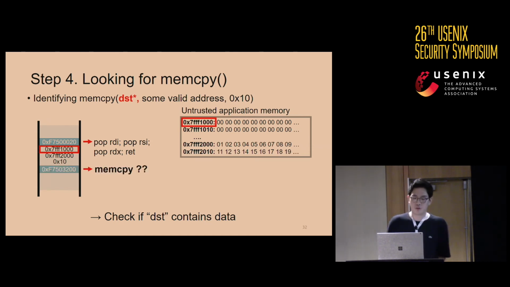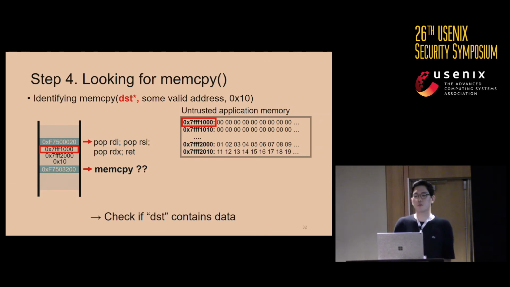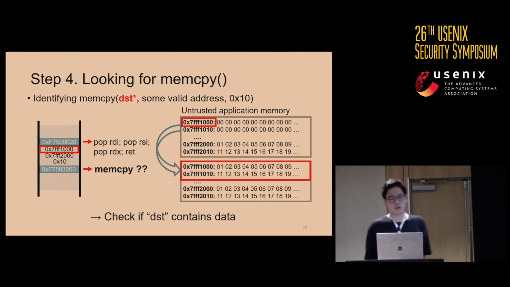And we probe the entire enclave code section in the hope that memcopy will be invoked. If the memcopy is invoked, then the destination address located on the untrusted application side will be changed. So from this side effect, we can know the memcopy is invoked.